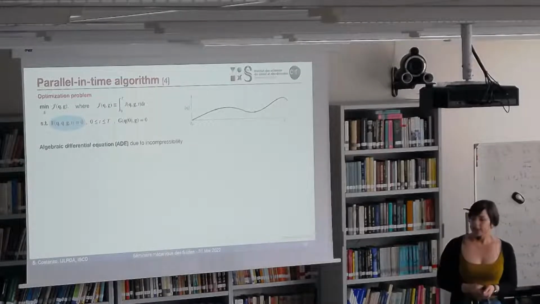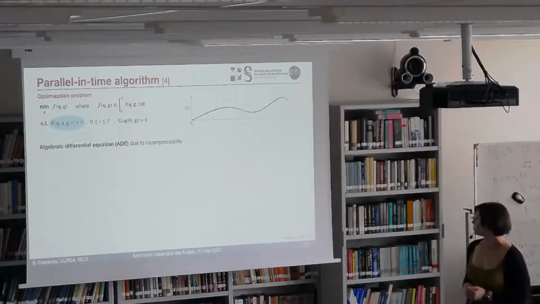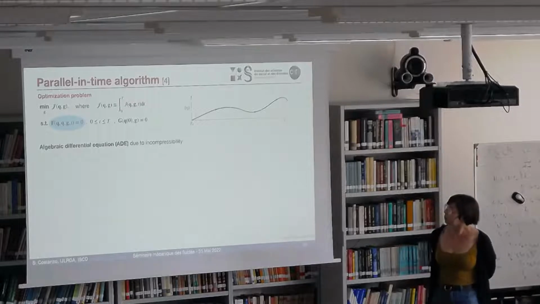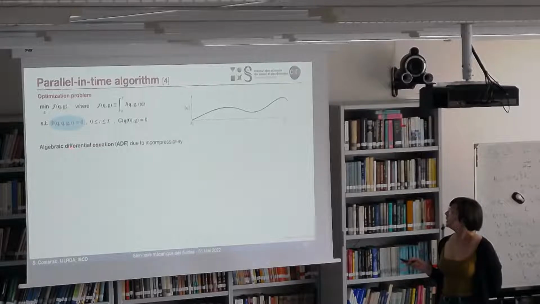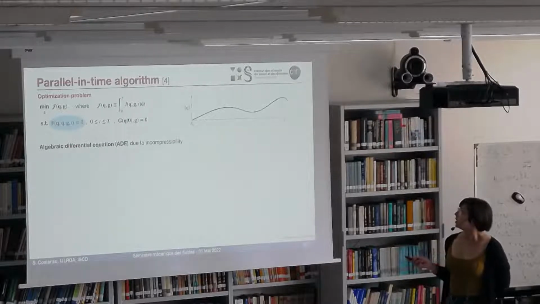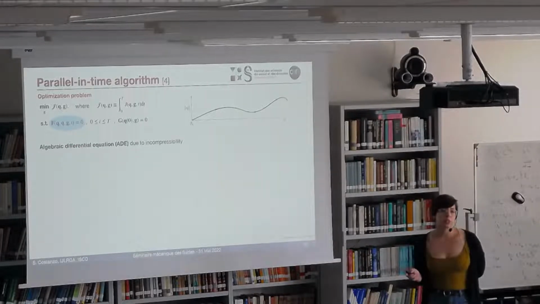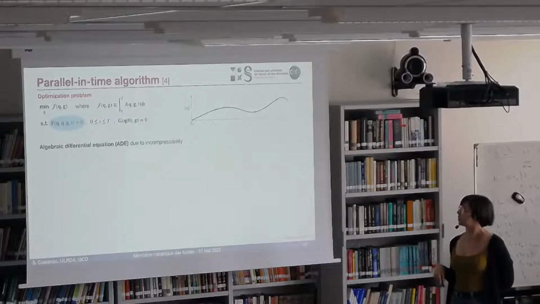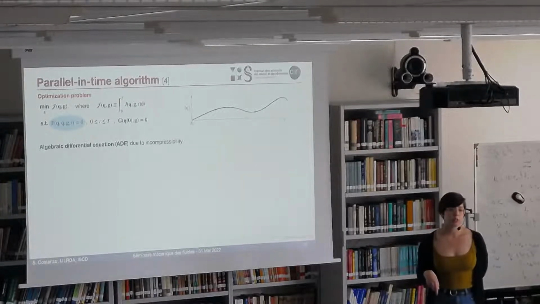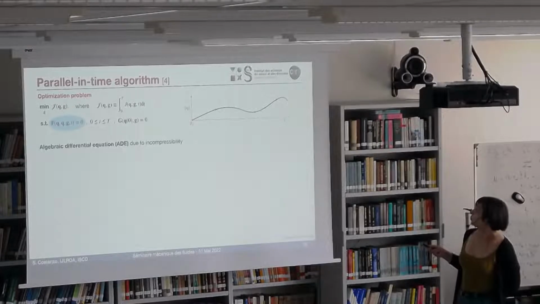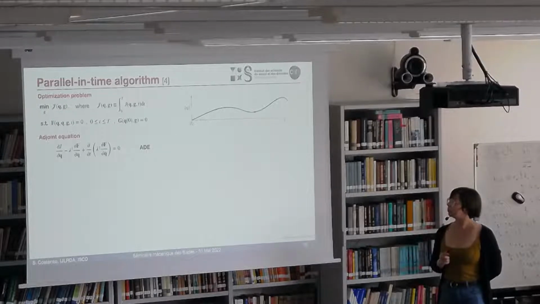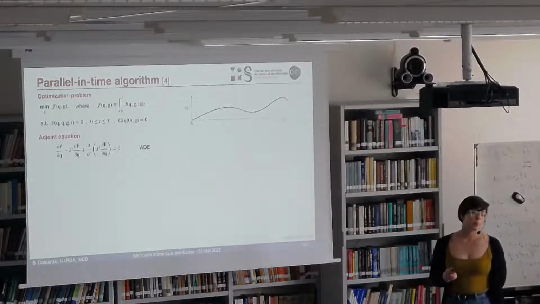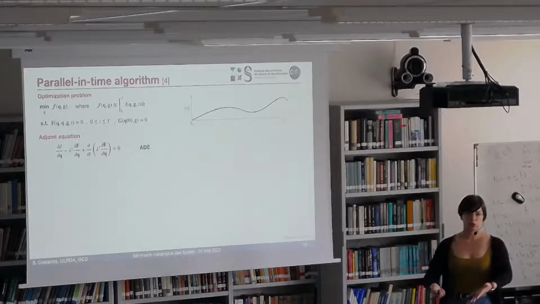We use the parallel time algorithm proposed by Skene in 2021. So we have our minimization problem, our optimization problem, so we have the functional and our constraint. Since now we are using a Navier-Stokes equation, we have an algebraic differential equation due to the incompressibility constraint. So usually what we do, we start from time 0 and we integrate the function until the final time. Here we want to parallelize the resolution of this problem.